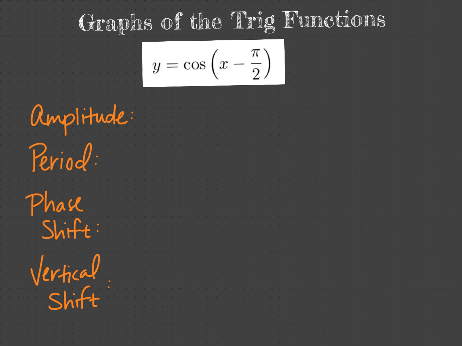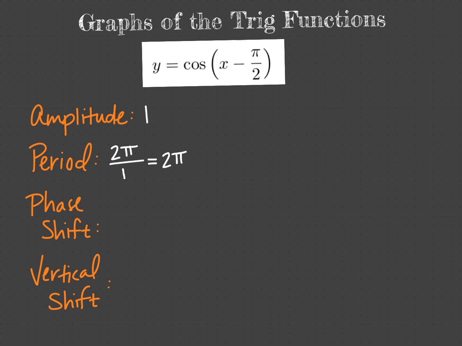Let's take a look at another example. We have y equals the cosine of x minus pi over 2. So our amplitude, the number out front, that is just 1. Our period, in order to find the period, it's 2 pi divided by omega. Omega is the coefficient of x. In this case, the coefficient of x is 1, and so therefore our period is 2 pi.